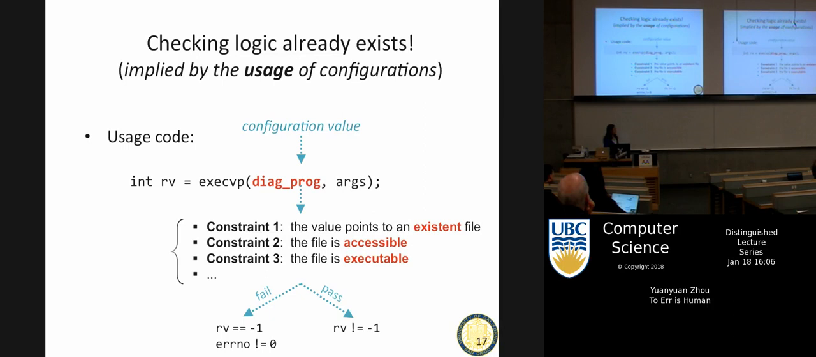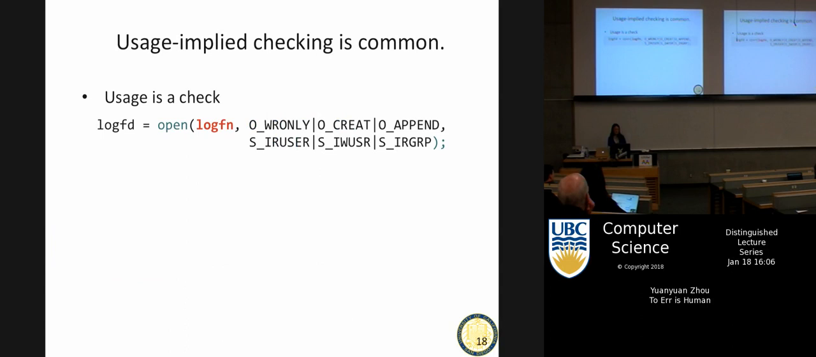For another example, this is the open call, right? If you're using a configuration parameter when you're trying to open this file, where the file name is given by a configuration parameter, then you can also infer, okay, this needs to be a file. You can do all these things on this file, okay?